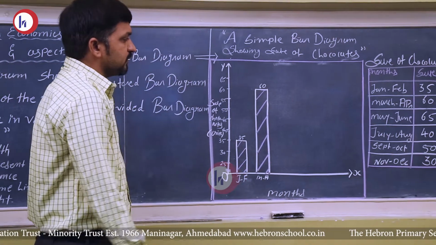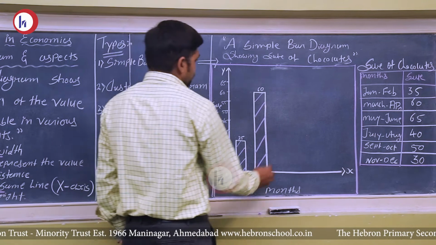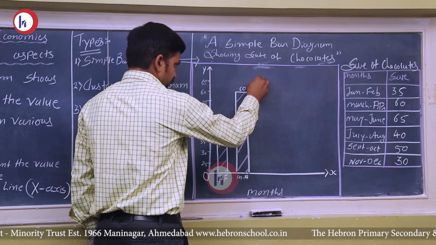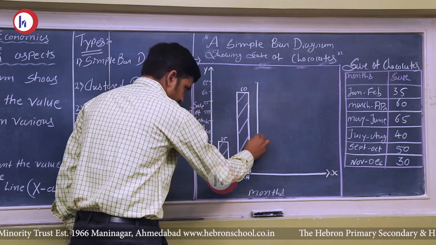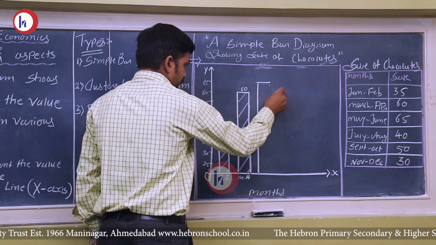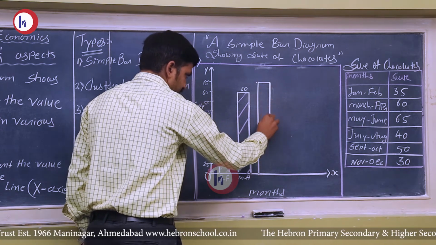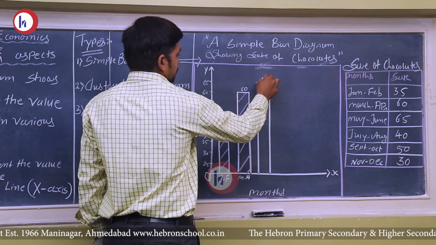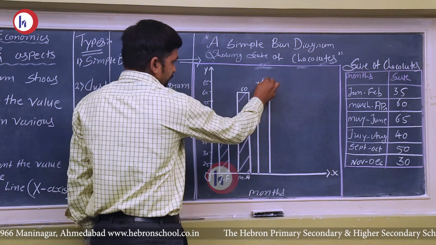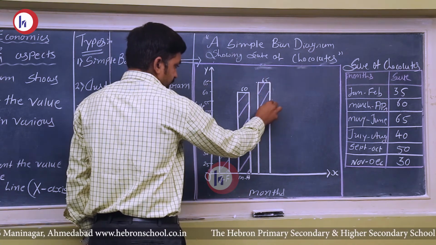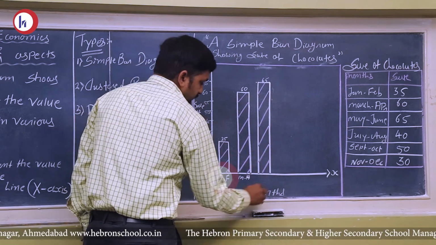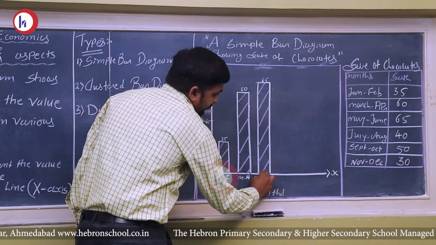Then during the month of May and June, the sale of the chocolate is 65. Let me record 65 here. And again the same. This one was for May and June.